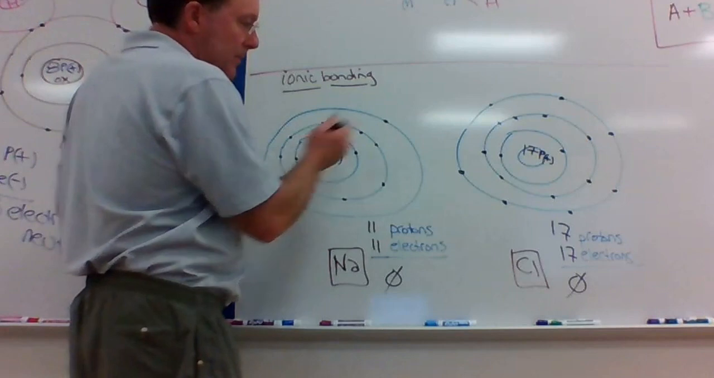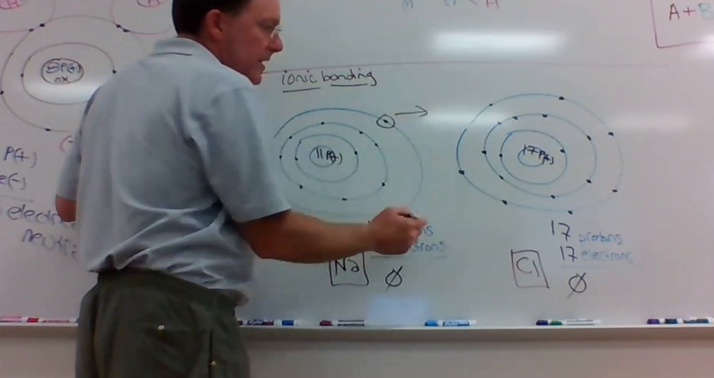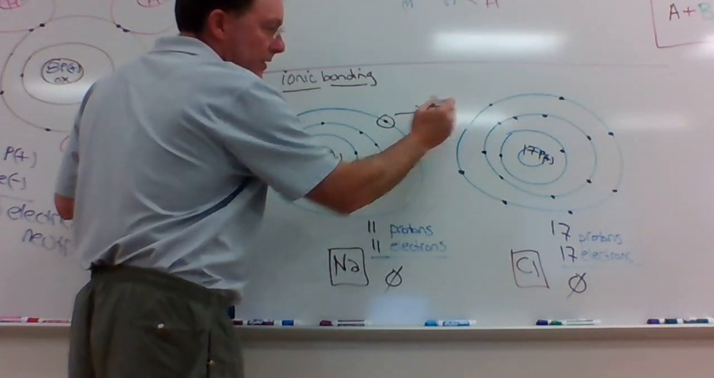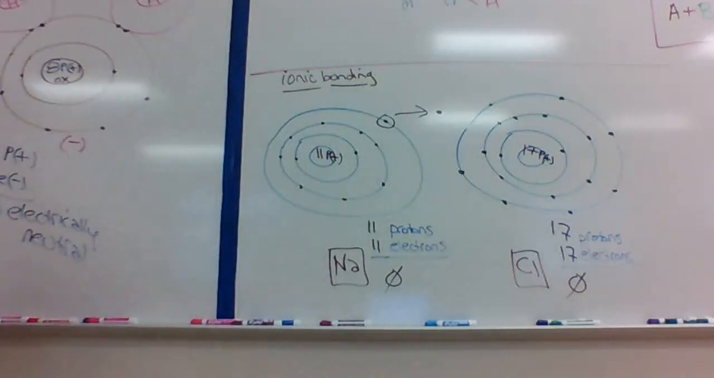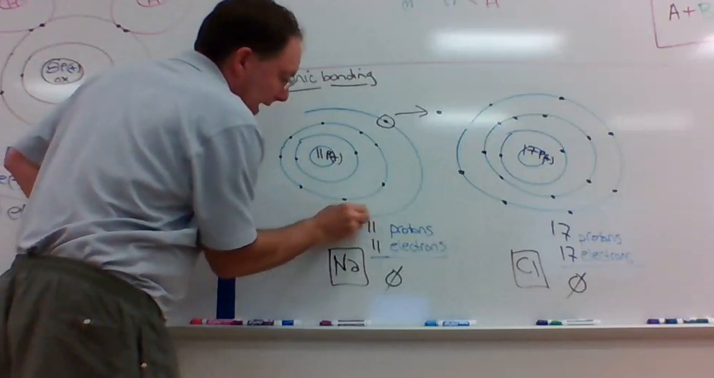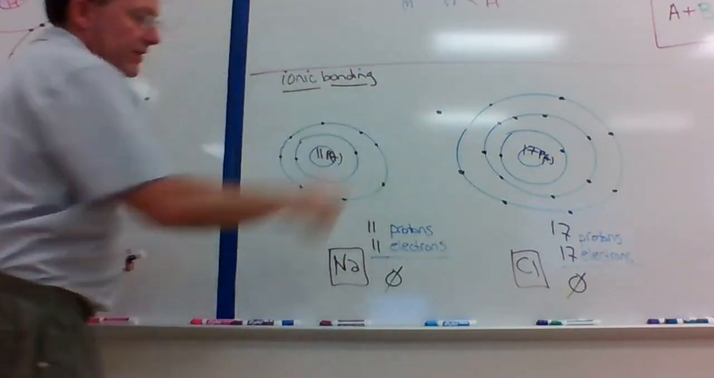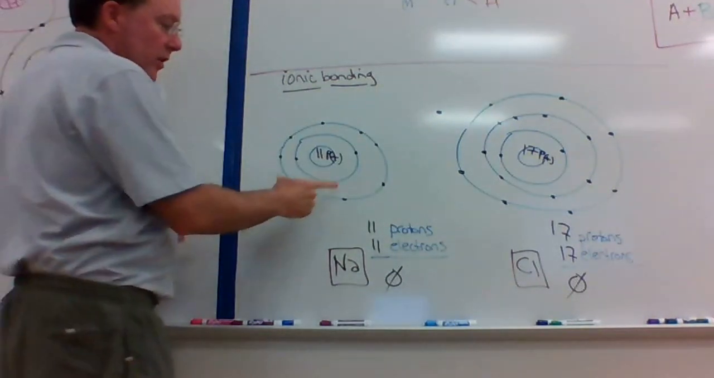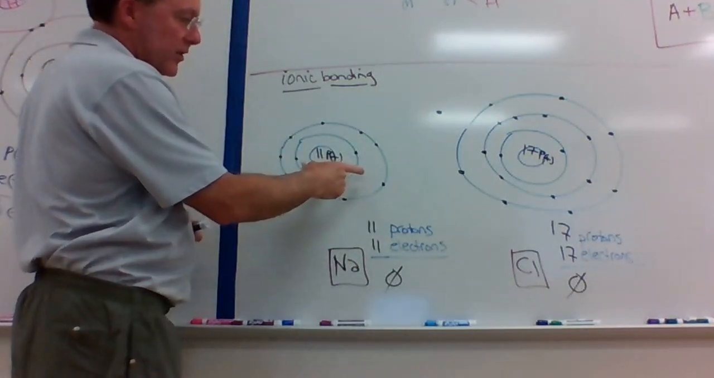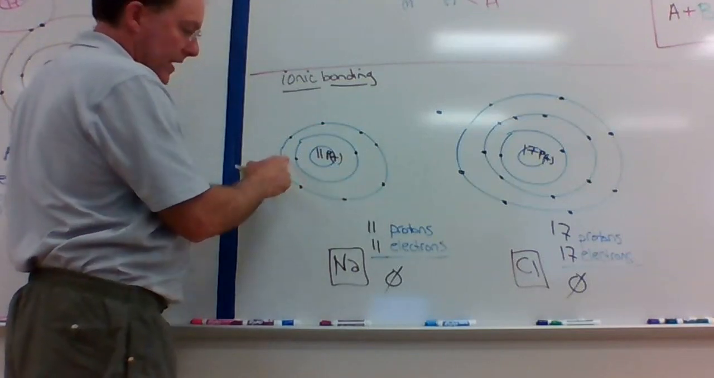So what the sodium atom does is it basically loses an electron. I'm just going to put it out there in space for a second. And then it has nothing in this outermost electron shell any longer. I'll just leave that electron right there. So now, does sodium have a full outermost electron shell? 1, 2, 3, 4, 5, 6, 7, 8.